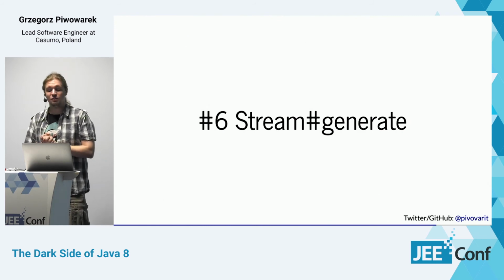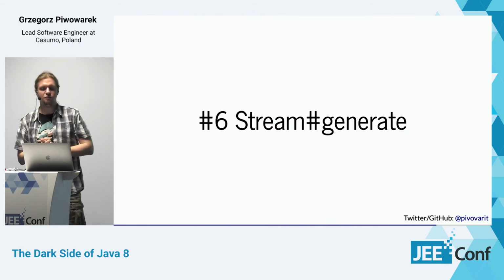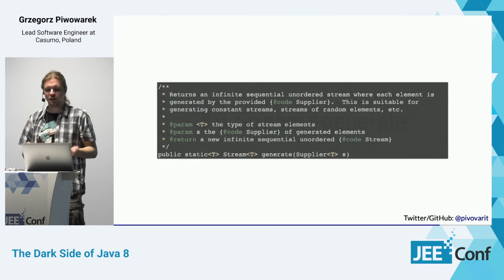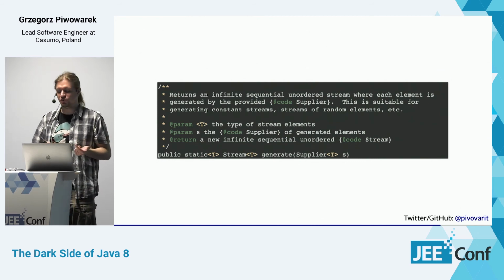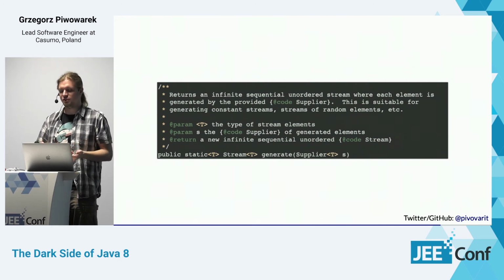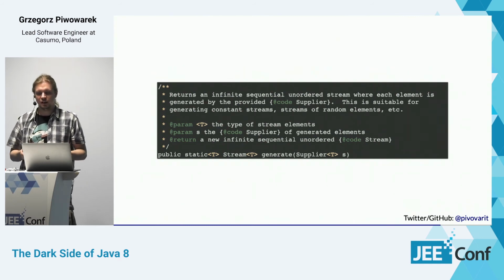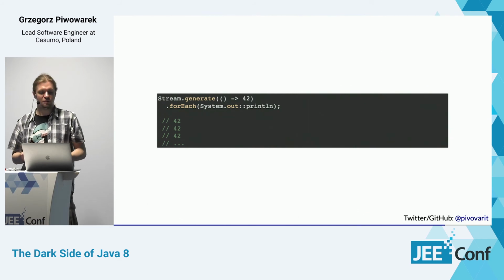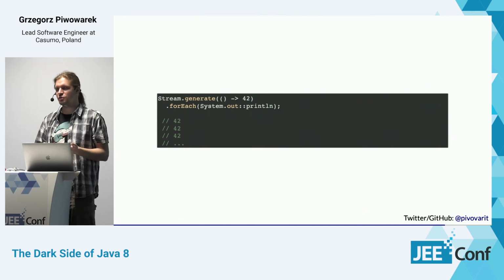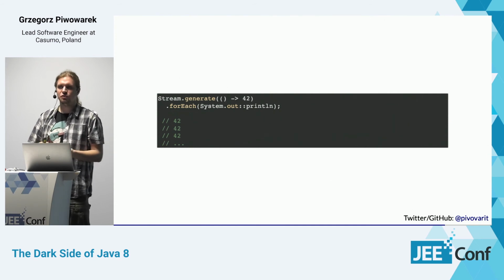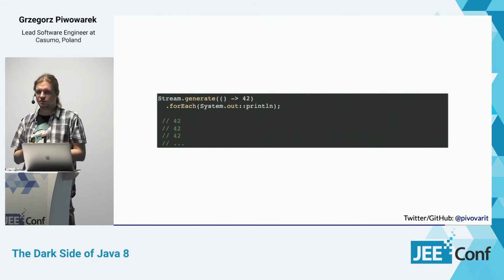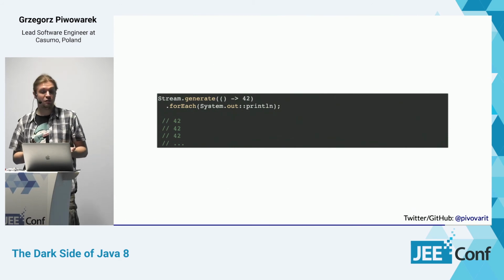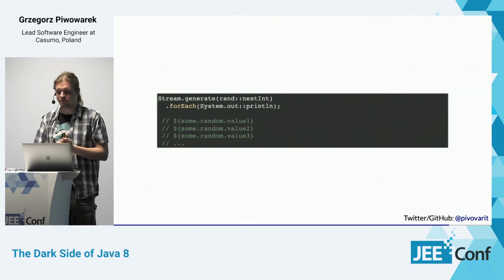One of the last examples for today is a misuse of the stream generate method. If you never used it, here are the docs. Stream generate returns an infinite unordered stream where each element is generated by the provided supplier. It's a very handy method for generating infinite streams, and it works really nicely. You pass your own supplier, which returns certain values infinitely, and then you process it. Perfect. It will work nicely with random values as well.